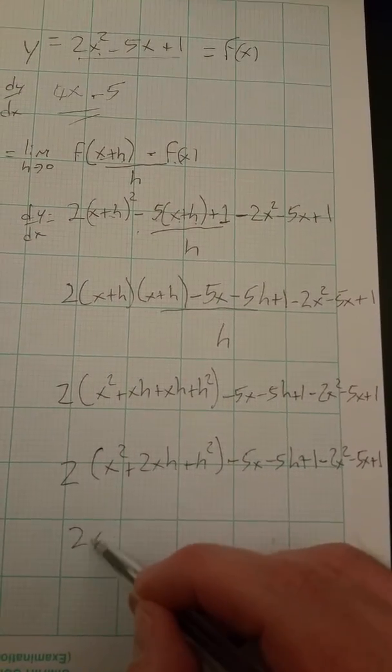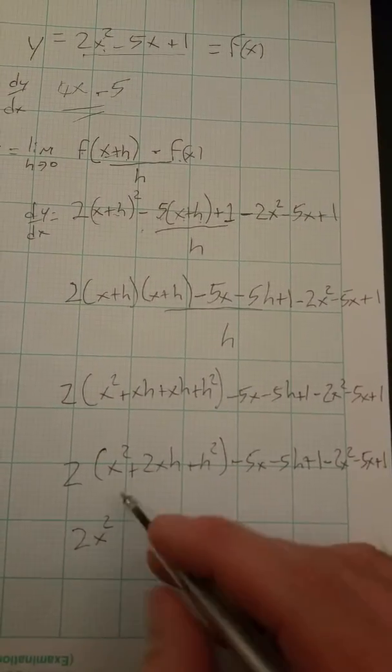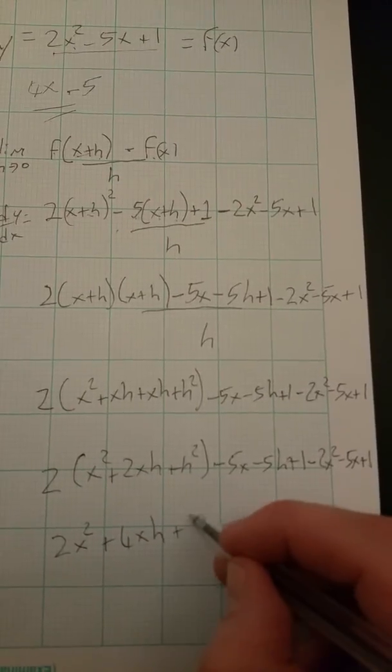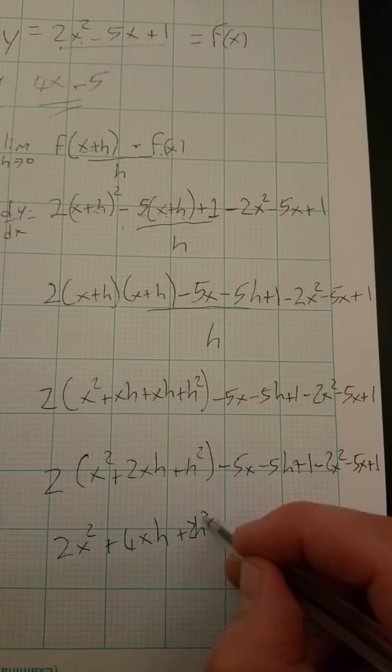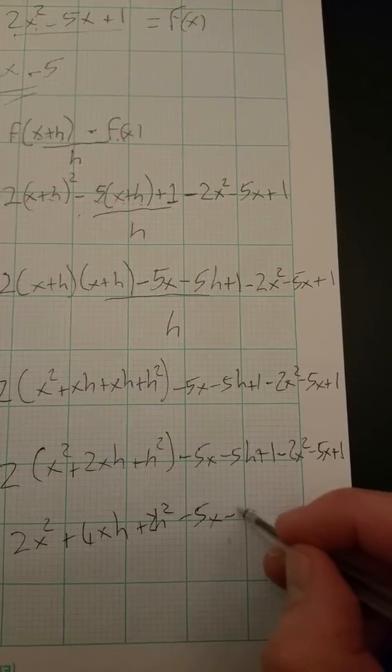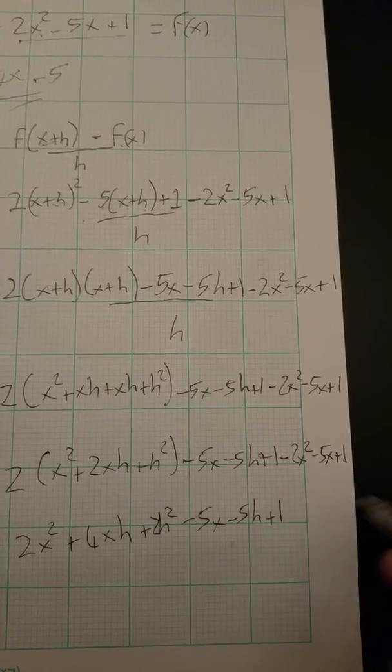And that becomes 2x squared. Now multiplying the 2 by everything in the bracket, plus 4xh plus 2h squared. Again, take all that down. Look at all the repetition in this sum.